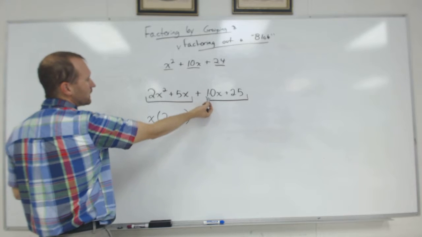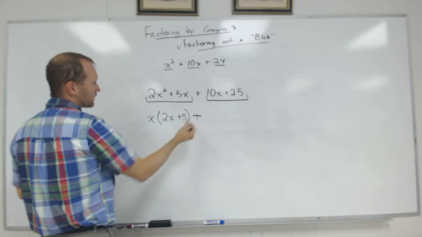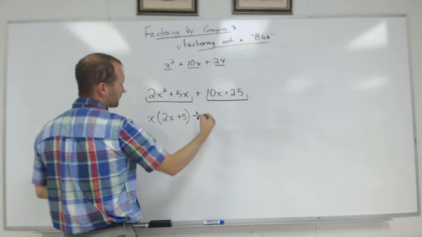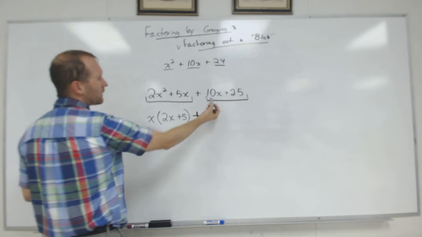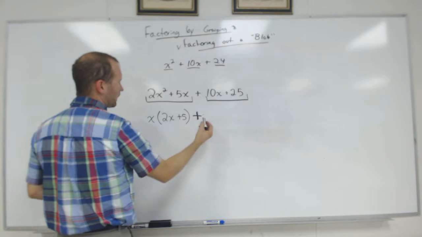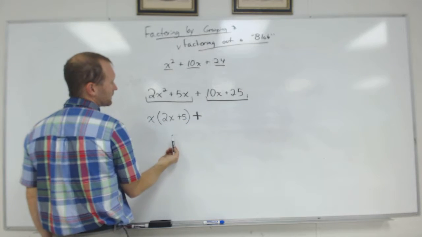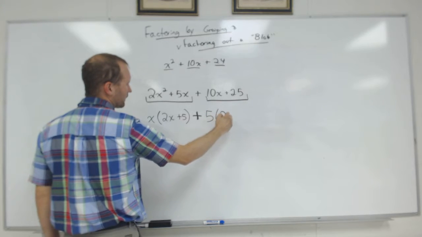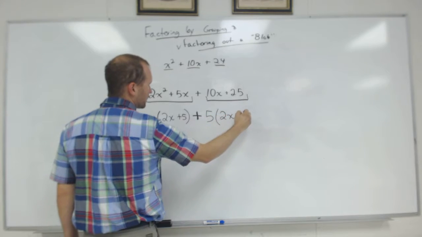Don't forget that in between these 2 groups is a plus symbol. I've got a plus symbol here. And then I'm going to look at these 2, 10x and 25. What can I pull out of those? 5. I can pull out a 5, leaving 2x plus 5.